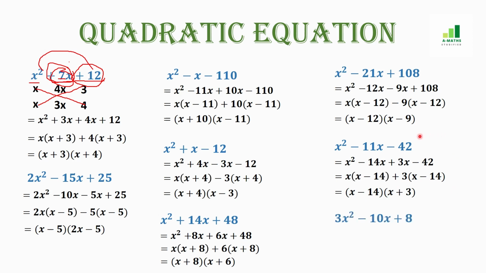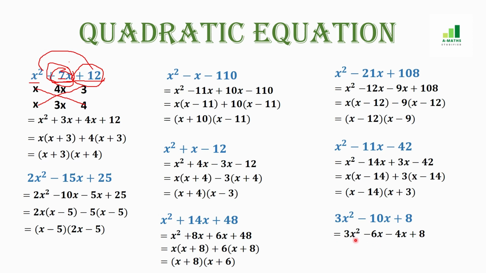Now the last equation is 3x square minus 10x plus 8. You can see that the C of a quadratic equation has a plus sign. It means that this 10 will break into the same sign. So I can write this equation as 3x square minus 6x minus 4x plus 8. 3x square and plus 8 will remain the same as before, but this 10 will change into minus 6x minus 4x.